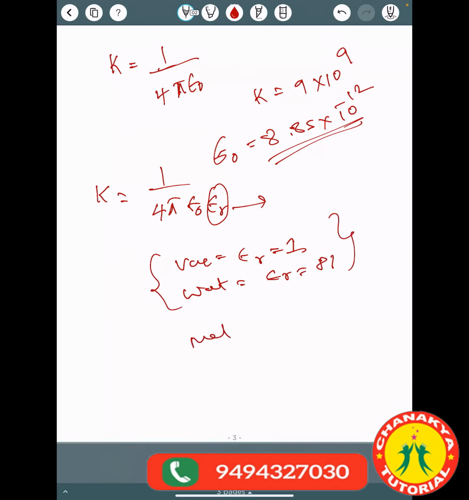And for metals, epsilon naught r is infinity. Okay, quickly note it down, I will go ahead.